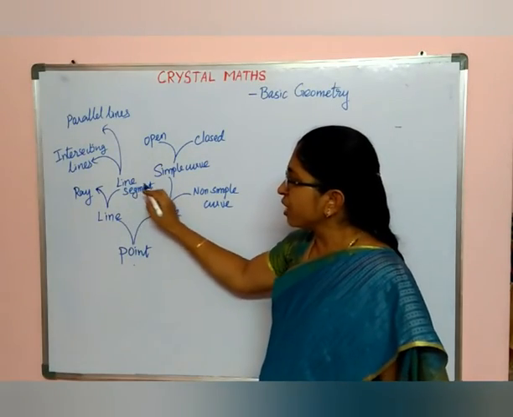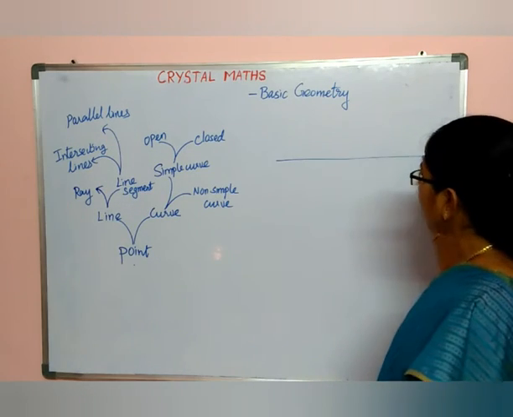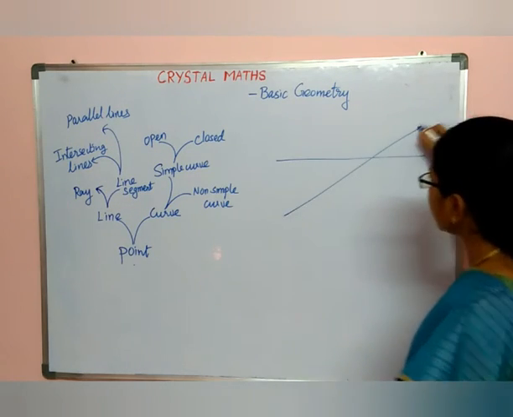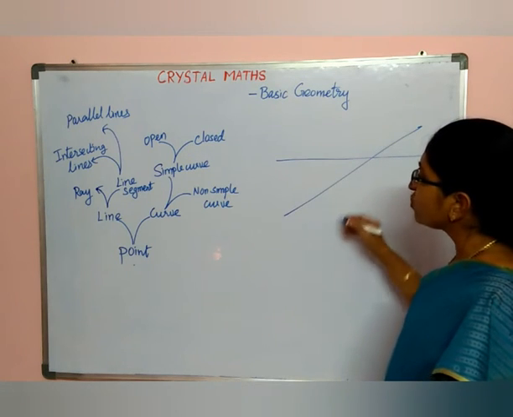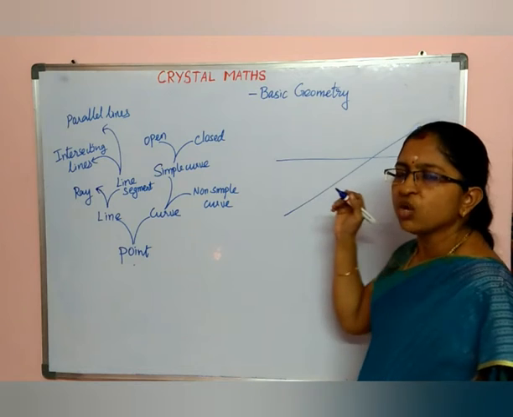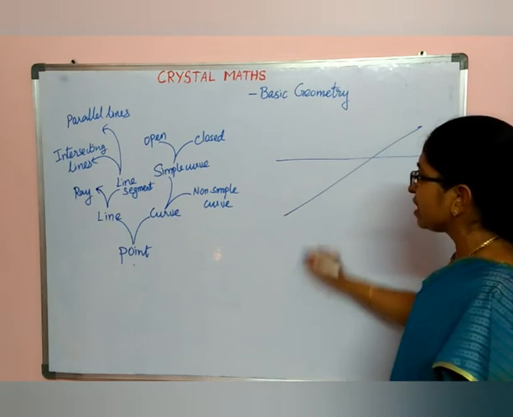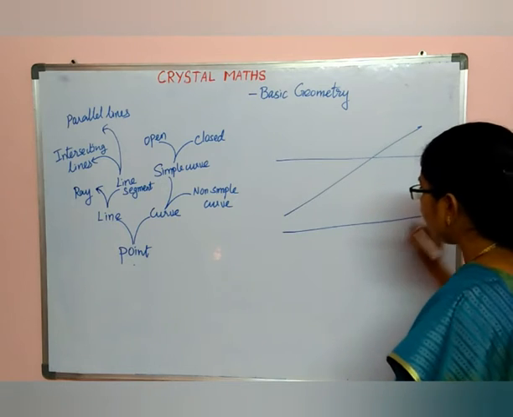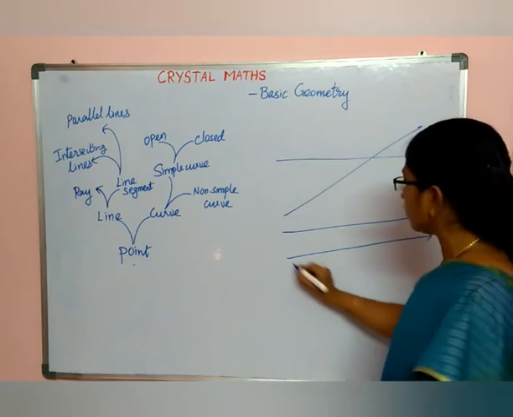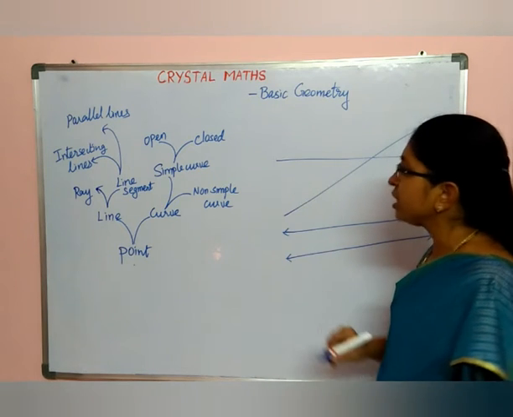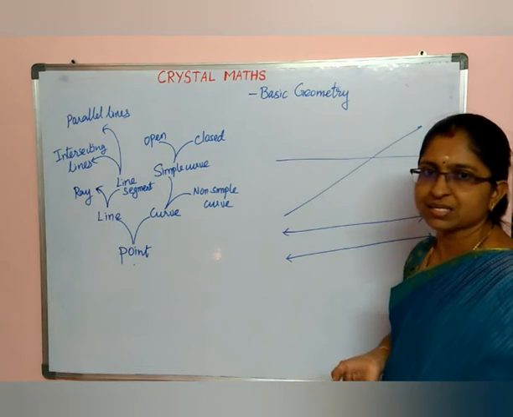line segment. In line segments we have two things. Two lines in the plane which are intersecting are called intersecting lines, which meet each other at one particular point. If two lines never meet each other, however much we extend them, those kinds of lines are called parallel lines.